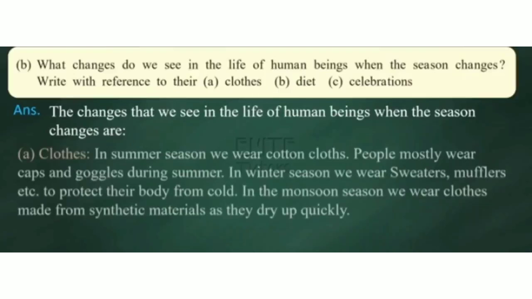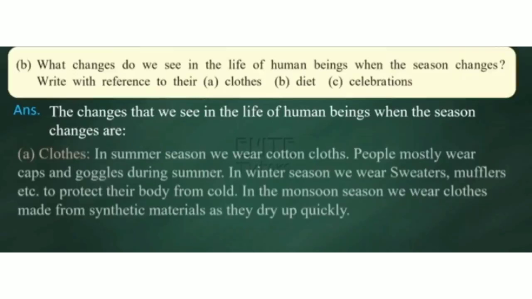Now talking about winter season. What happens in winter? In winter we wear sweaters, mufflers, etc. to protect our body from cold, right? So this is the thing which happens in winter, that in winter season we wear sweaters, mufflers, etc.